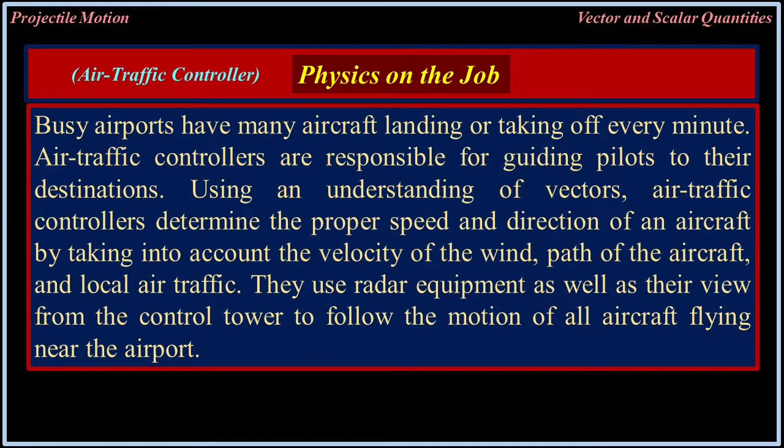Air traffic controller, physics on the job. Busy airports have many aircraft landing and taking off every minute. Air traffic controllers are responsible for guiding pilots to their destinations. Using an understanding of vectors, air traffic controllers determine the proper speed and direction of an aircraft by taking into account the velocity of the wind, path of the aircraft, and local air traffic. They use radar equipment as well as their view from the control tower to follow the motion of all aircraft flying near the airport.